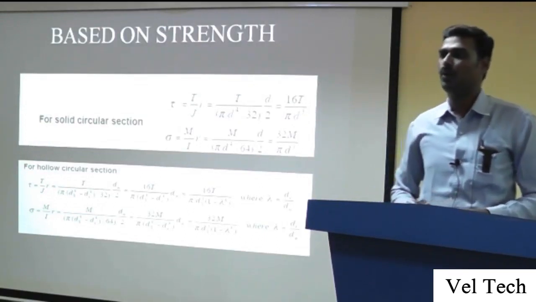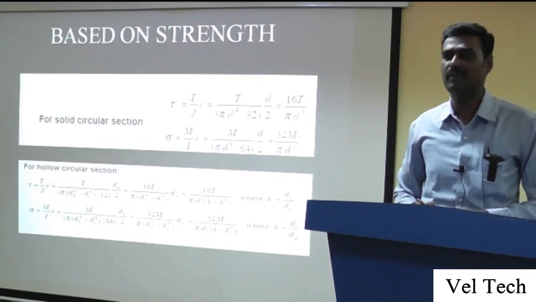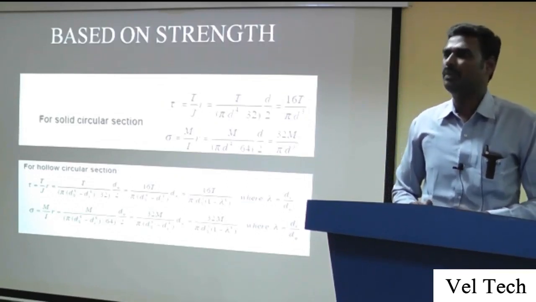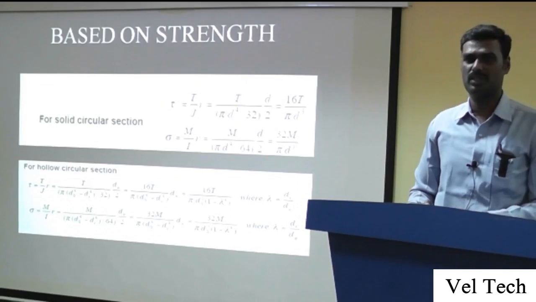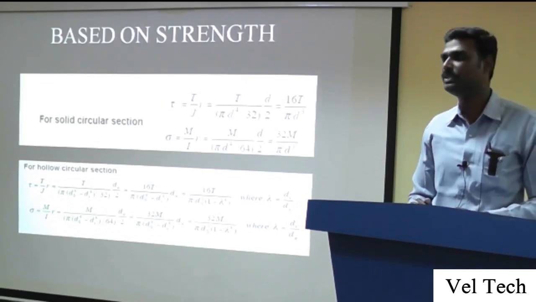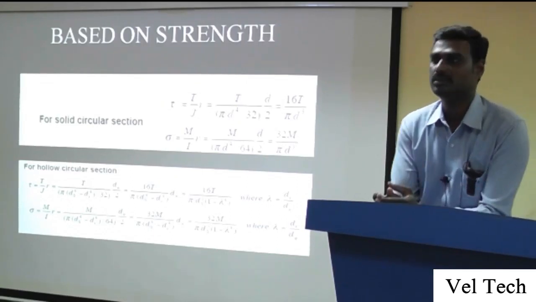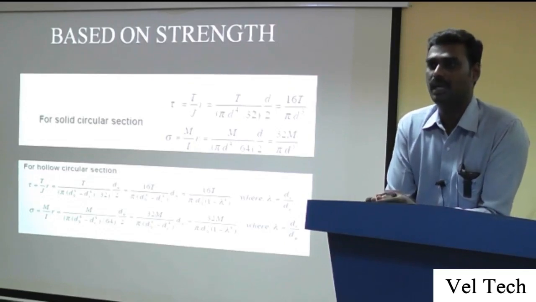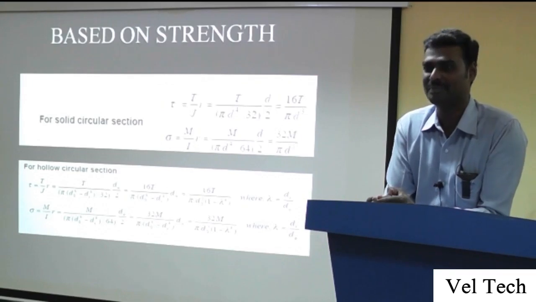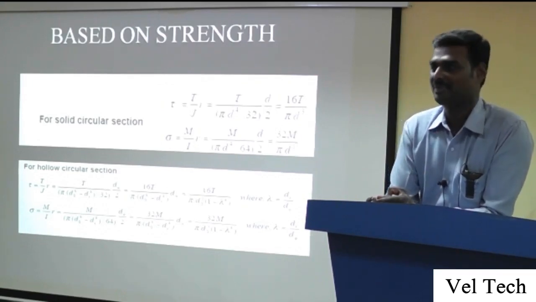So next we directly go to the formula. Okay, so this is very big. I am just giving the basic idea about the shaft. Okay, right. Based on strength, what are the formulas we have to use? That we will see one by one. So what is the general torsion formula? What is the general torsion formula?